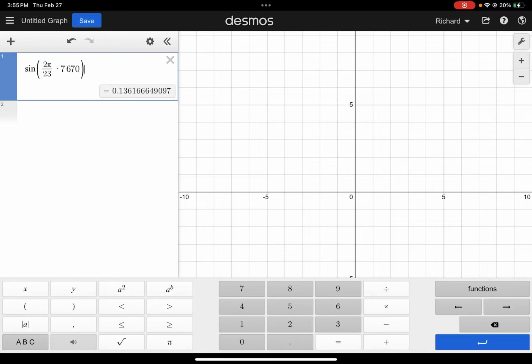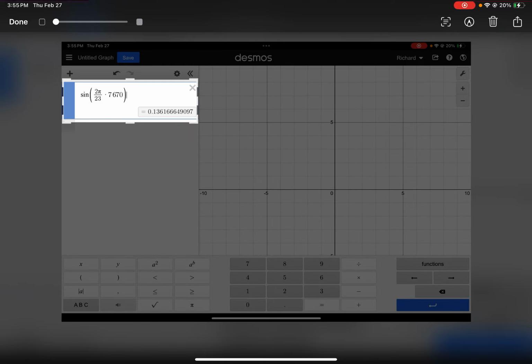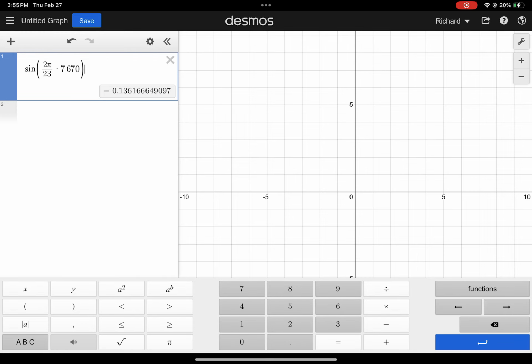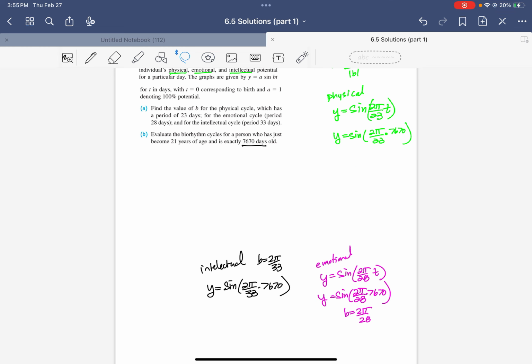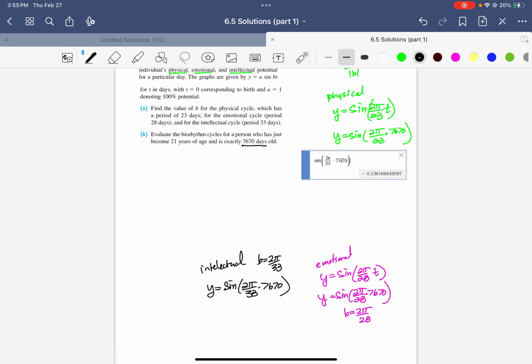So that means that here for physical, physical is approximately 13.6% of potential on that day. So man, we were feeling pretty weak. Only about 13.6%.